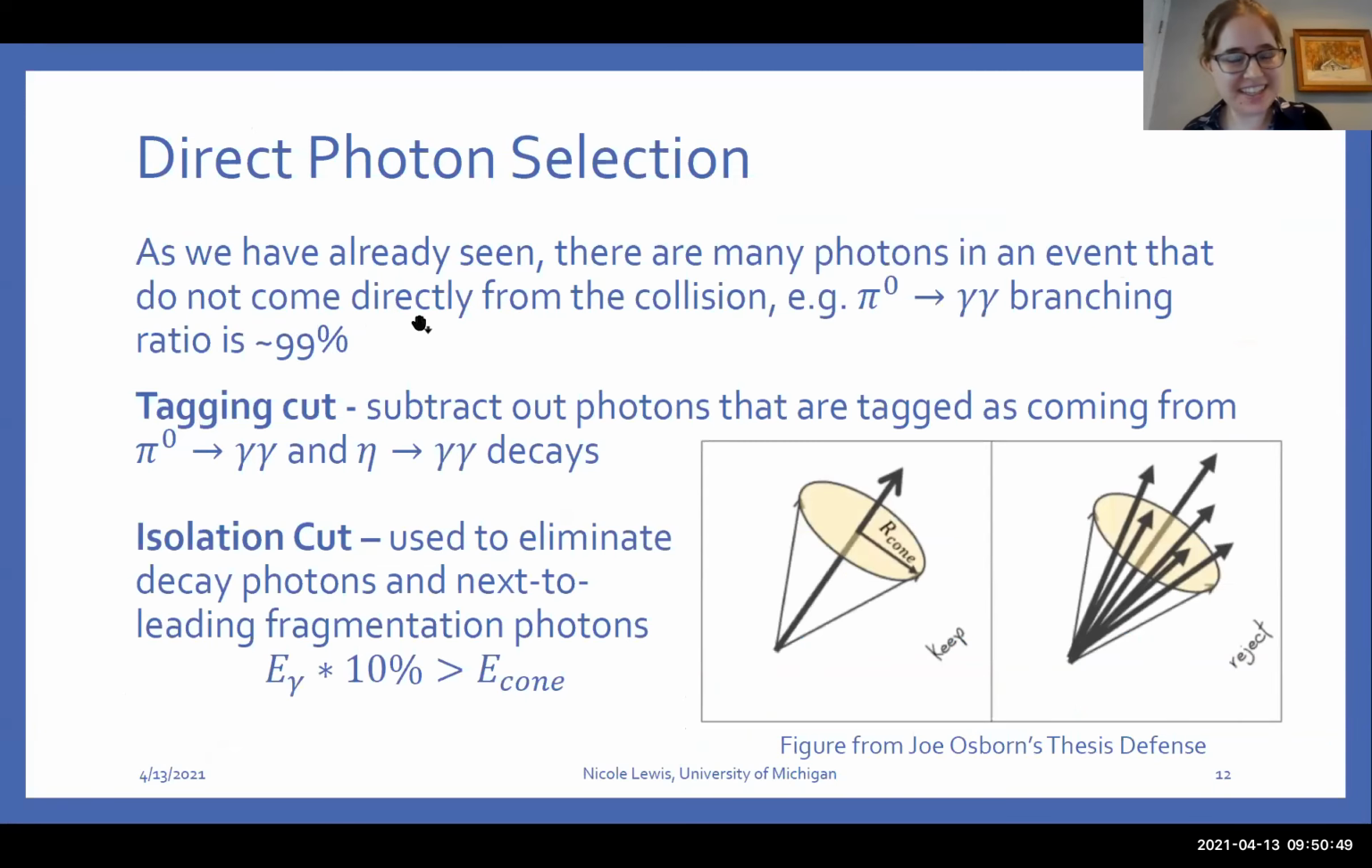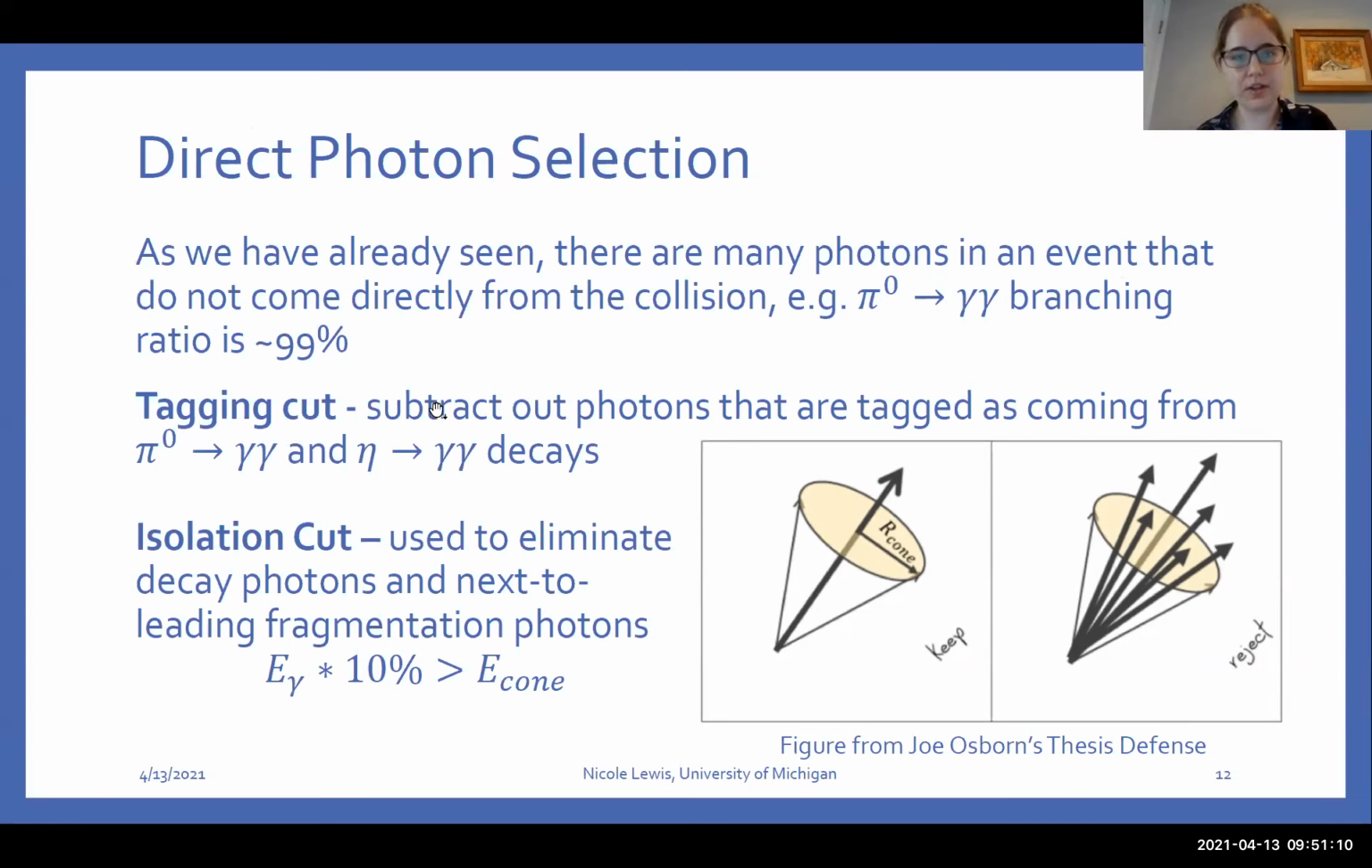As we've already seen in this talk, there are a lot of other photons in an event that are not direct photons, many of them coming from hadronic decays. And so the first step towards isolating direct photons in your sample is to subtract out photons that are tagged as coming from either pi0 or eta decays.